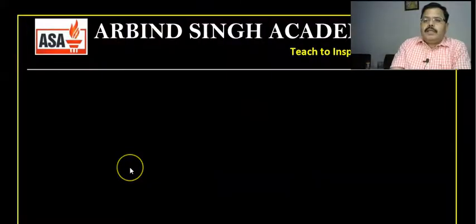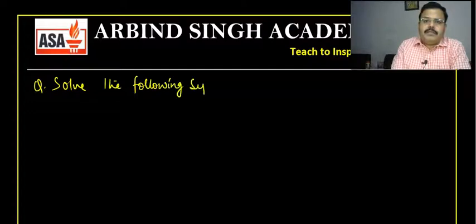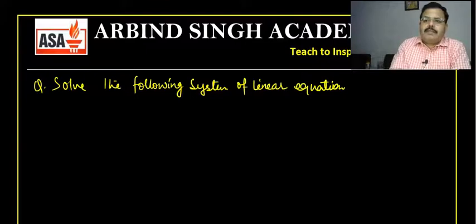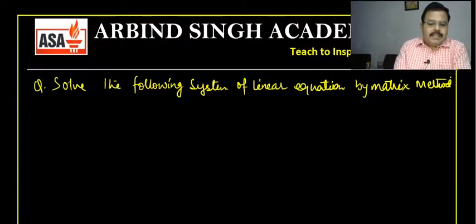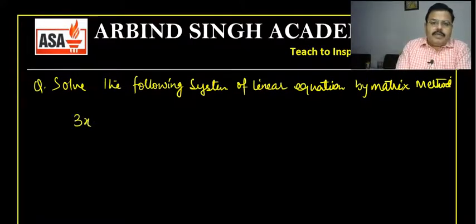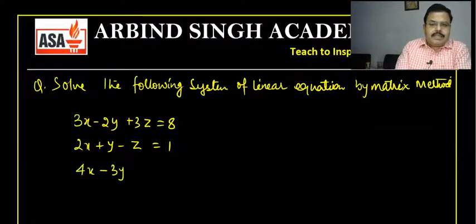non-homogeneous linear equations. Consider one example, and the question is: solve the following system of equations by the matrix method, or using matrices. So the question is: 3x minus 2y plus 3z is equal to 8. The next equation is 2x plus y minus z is equal to 1, and the third one is 4x minus 3y plus 2z is equal to 4. Now this is the question.